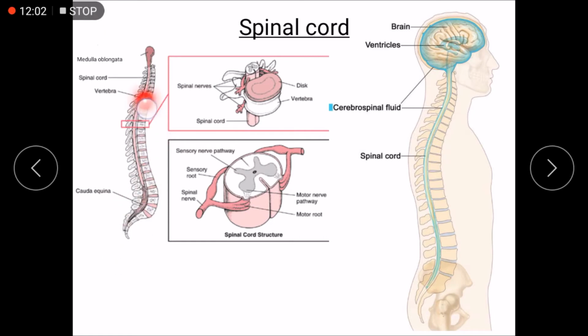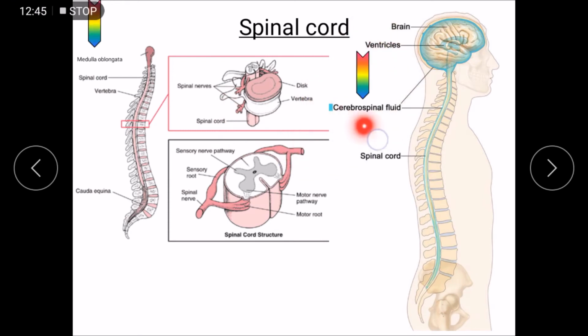spinal cord. Now if I zoom in here, only the red one we take out, it's actually something like this, a round one with a gray thing inside, looking like a butterfly or an X shape. Then we have to know the name for each part of this spinal cord. Later on we will see the names. And up here, the nerves are actually branching out from here.